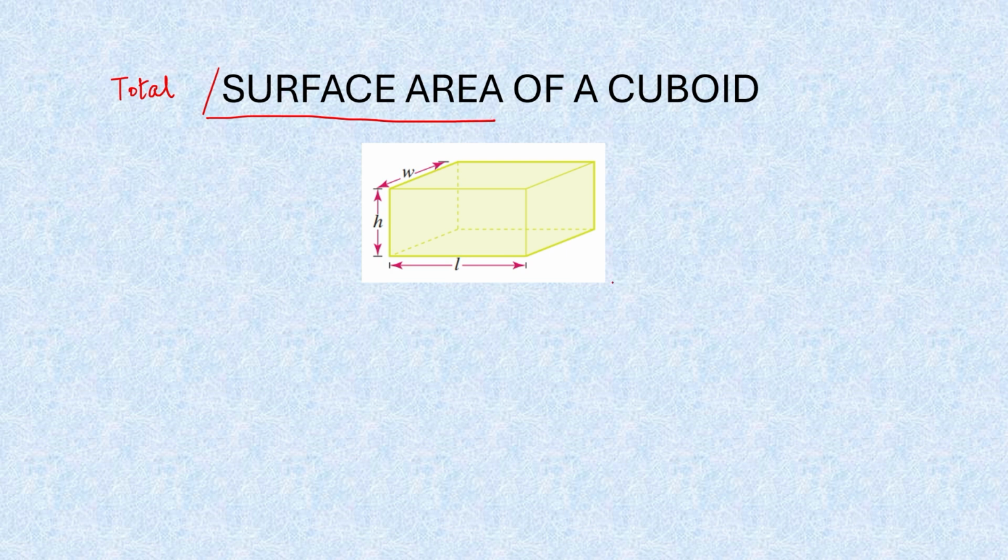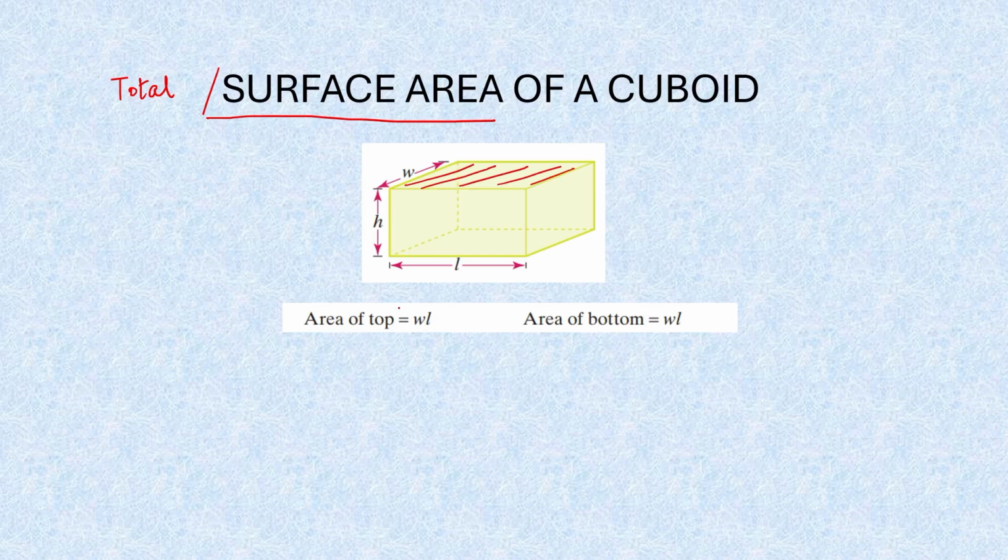Now suppose we have to find the area of the top. What is the area of this top portion? The area of the top is W into L. We know that this is a cuboid, so the area of the top will be length into breadth. If the length is L and the width is W, the area of the top is WL. Similarly, the area of the bottom portion will also be W into L, because this is W and this is L.